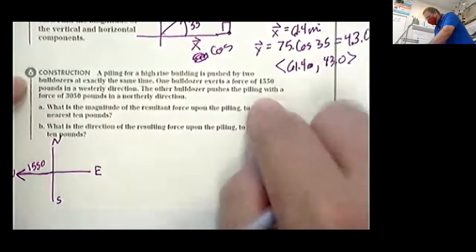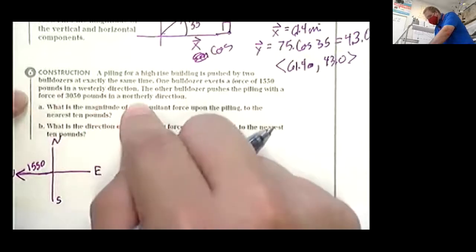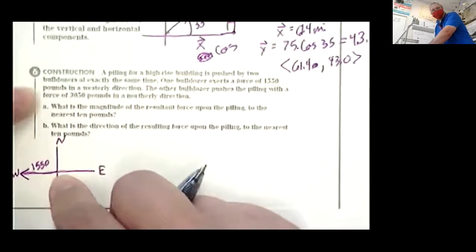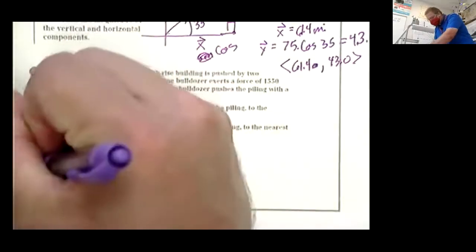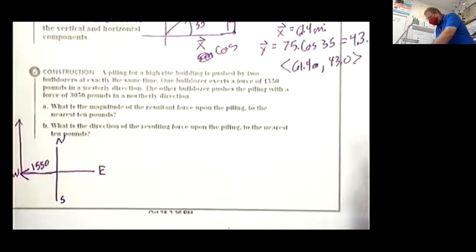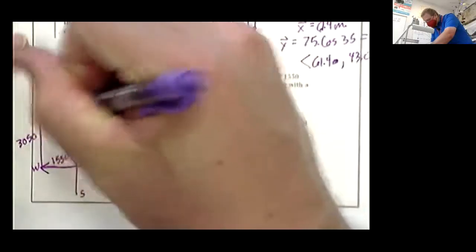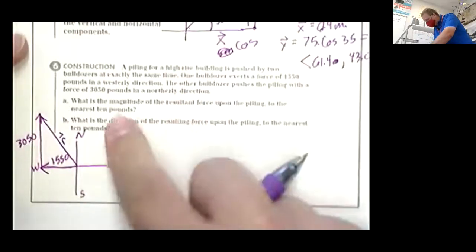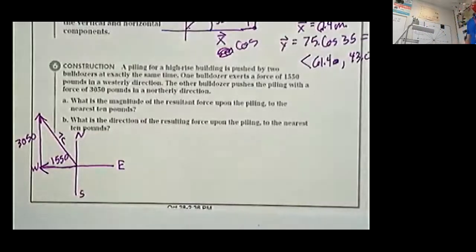And the other bulldozer pushes the piling with a force of 3050 in a northerly direction. You can either use the parallelogram method and put that north on the north axis and then draw the diagonal, or you can go tip to tail. So there's our northerly, and that was 3050. And so we want what is the resultant vector. There's our resultant vector, both the magnitude for part A and then the direction for part B.